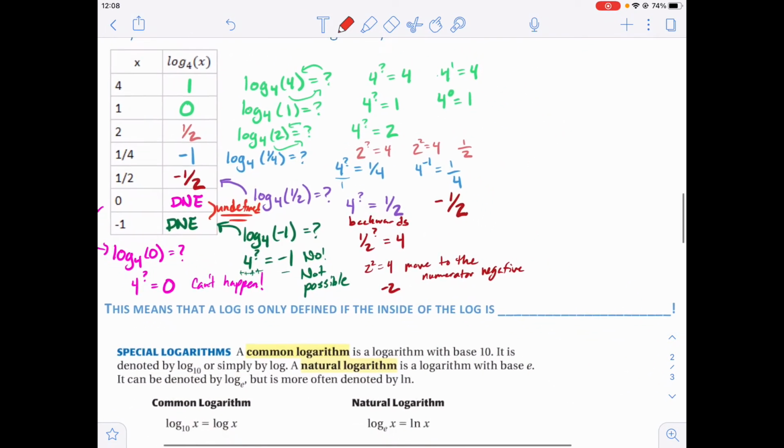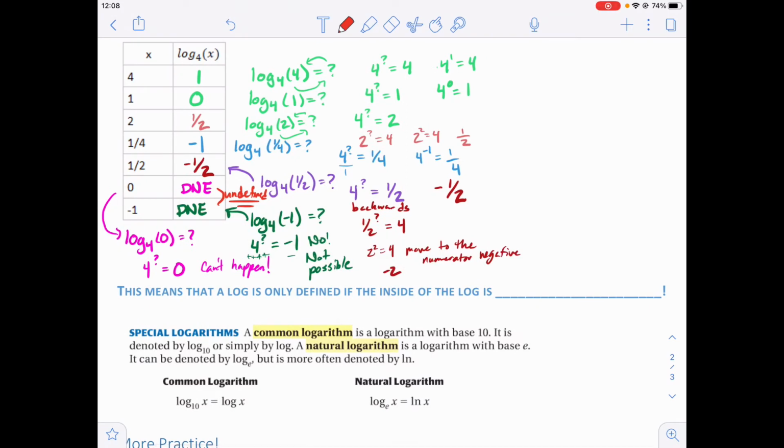And so what that means is that a log is only defined if the inside of the log is positive. Remember, positive means greater than 0. That'll be important when we talk about domain for logs.